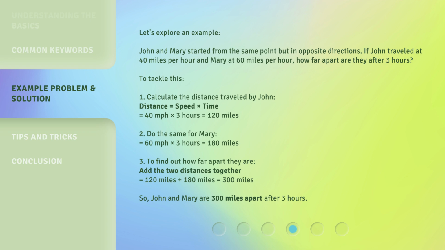1. Calculate the distance traveled by John. Distance equals speed times time, equals 40 miles per hour times 3 hours, equals 120 miles. 2. Do the same for Mary: 60 miles per hour times 3 hours equals 180 miles. 3. To find out how far apart they are, add the two distances together: 120 miles plus 180 miles equals 300 miles. So, John and Mary are 300 miles apart after 3 hours.